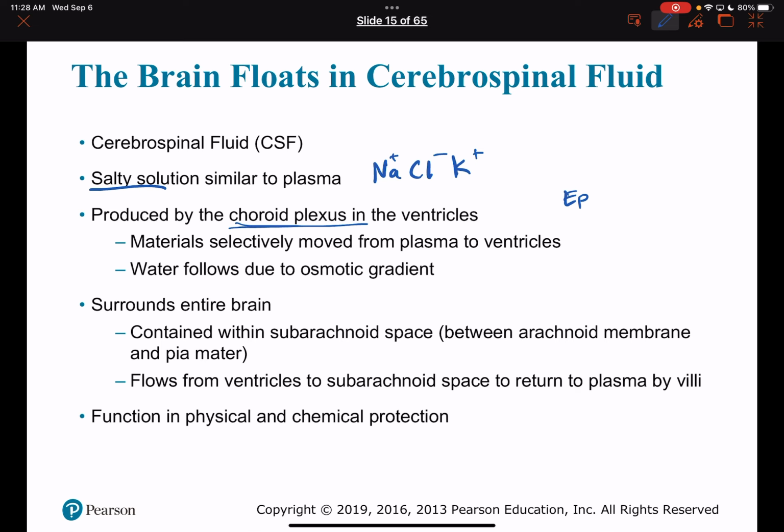Okay, so how are we going to move things from one place to another? The osmotic gradient. That's what our body cares about. This is why we did that lab, because there are so many physiological systems that use osmosis to function.